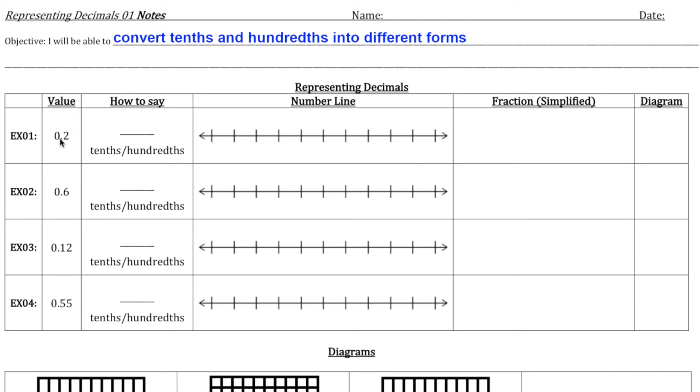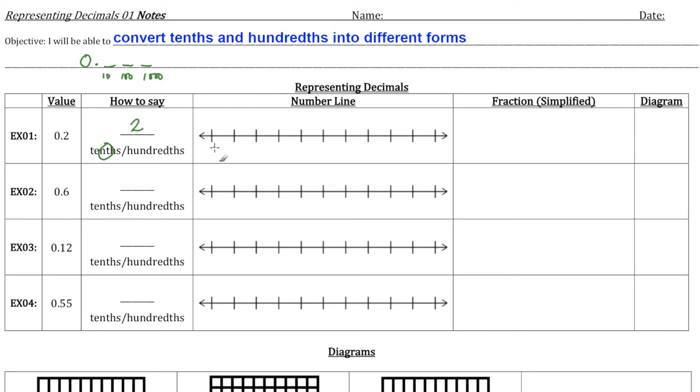And you would say this as 2/10. Remember that this would be a whole number, and then we have these numbers here. Remember that these are tenths, these are hundredths, and these are thousandths. So this reads as 2/10.